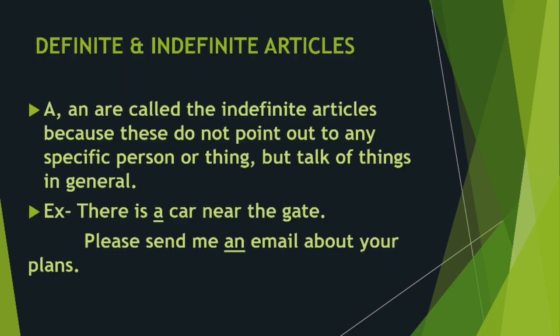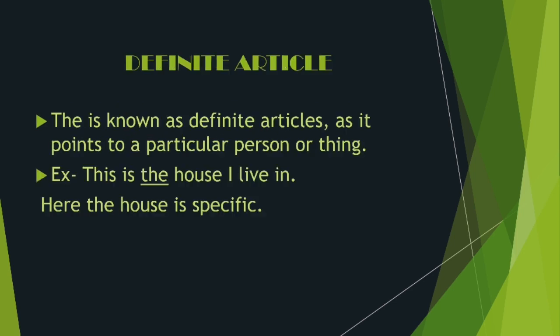Okay, now let's see about them in detail. A and an are called indefinite articles because these do not point out any specific person or thing, but talk of things in general. This I have already told you. A और an को हम indefinite articles क्यों बोलते हैं? Because ये किसी particular चीज़ के बारे में नहीं बताते हमको. Okay, they talk of things in general. There is a car near the gate. कि कोई कार है गेट के पास. Please send me an email about your plans. एक email भेजो about your plans. So here a and an are talking about general things, nothing particular. Okay, that's why they are called indefinite articles.